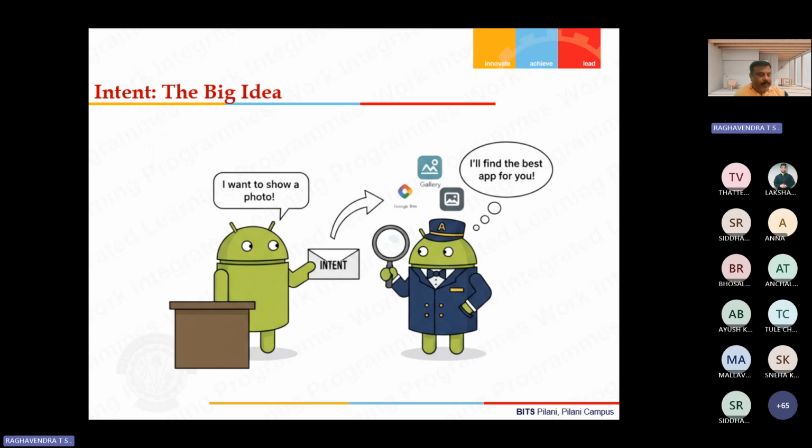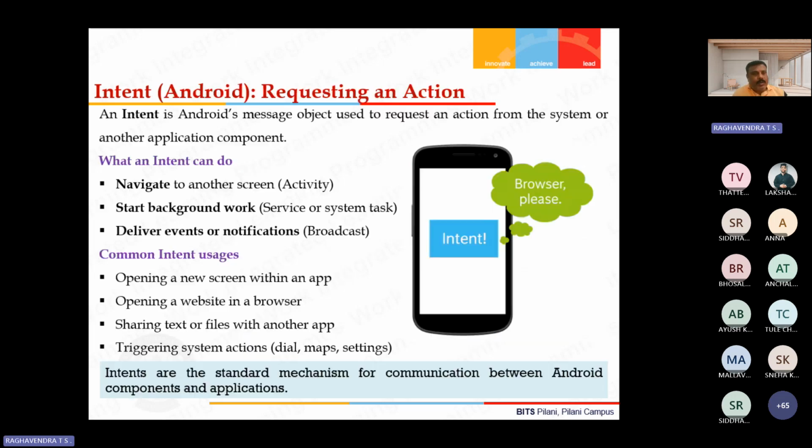Okay. So for example, when you open a photo on your system, it asks you to open with what. There are many applications, and it's going to open it, whether through the photo editor or Paint or something else. Similar to that, a proper application can choose this intent to respond. So, an intent is an Android message object used to request an action from the system or another application component.